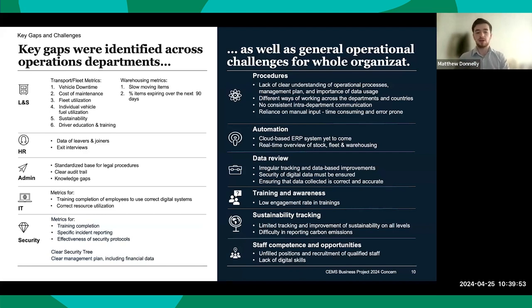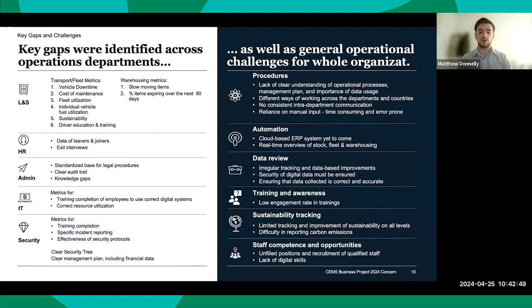In IT, there need to be more metrics for training. Training is incredibly important in this department, and there need to be more metrics surrounding that in terms of attendance, in terms of completion, maybe in terms of the standardized level of those having completed the training. As well as this, there needs to be more information surrounding correct resource utilization. What this refers to is the correct use of internet and hardware during office hours, to make sure that all resources used during office hours are being optimized.